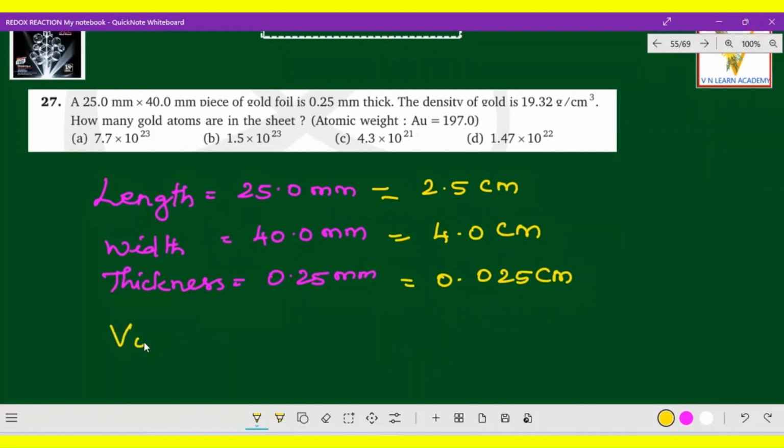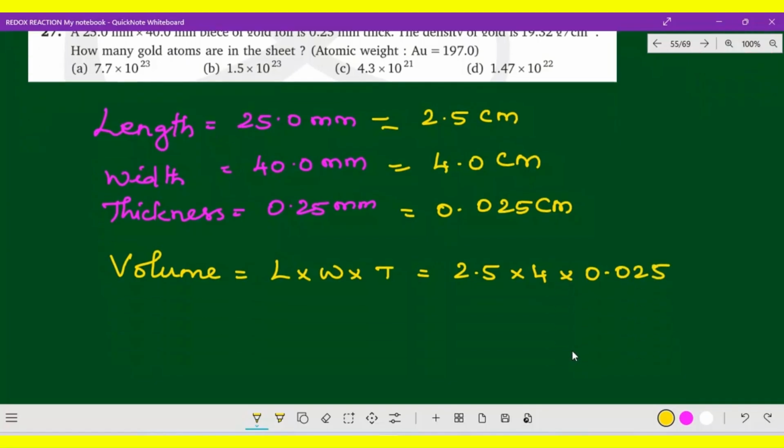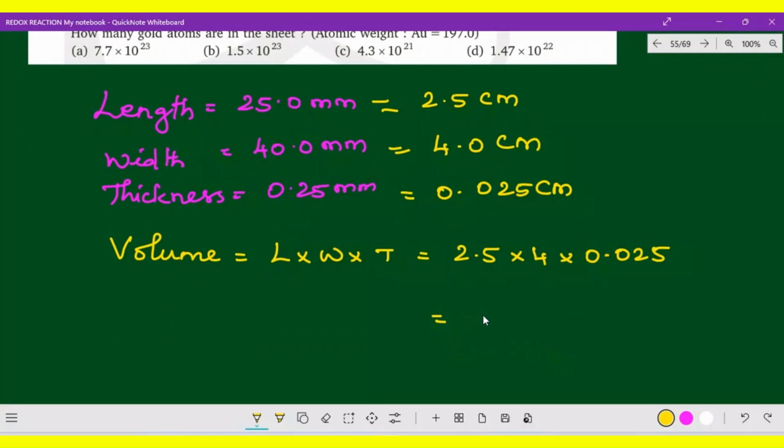So volume, how do we calculate it? Length into width into height, like thickness, right? So volume equal to length into width into thickness. You will get 2.5 centimeter only, everything: 2.5 into 4 into 0.025, right? So you will get how much? When you calculate together, you will get 0.25 centimeter cube, because centimeter, centimeter, centimeter, so centimeter cube you will be getting.